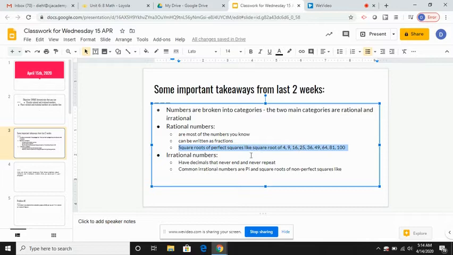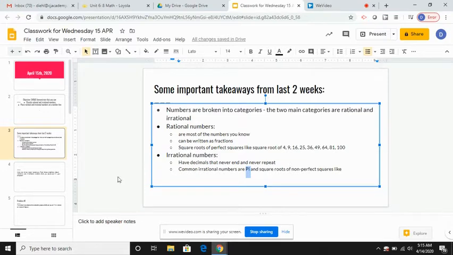Irrational numbers have decimals that never end and never repeat, and they are essentially limited to, at least for our purposes, pi, 3.14159, dot, dot, dot, and square roots of non-perfect squares, like the square roots of every number in between, like the square root of 3, the square root of 5, 6, 7, and 8, the square root of 10, 11, 12, 13, 14, 15. Those square roots are irrational. There's no number you can multiply by itself and get 5 or 6 or 7 or 8.